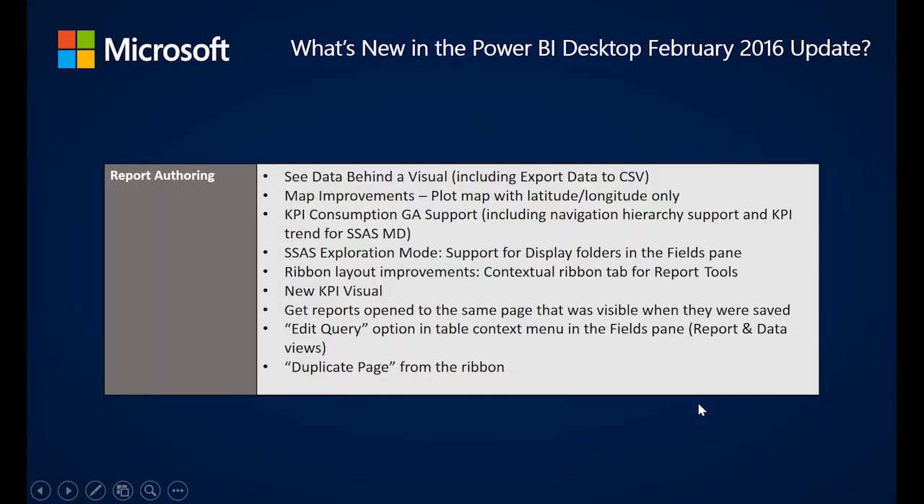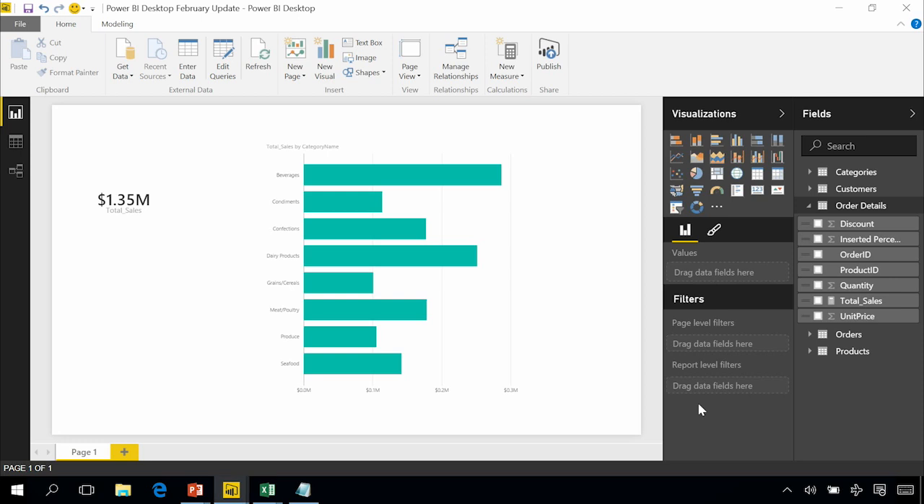The last new feature under report authoring this month is the ability to duplicate pages directly from the ribbon. Let's go and take a look at how this feature works. We used to have the option to duplicate page from the right-click menu on the page tab at the bottom of the screen. Now we've also added this under the new page option in the ribbon.